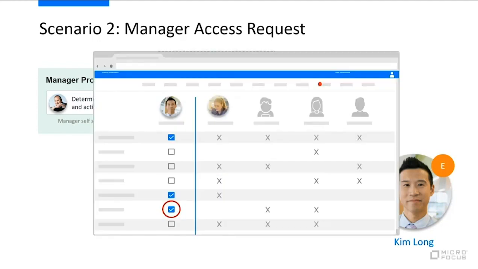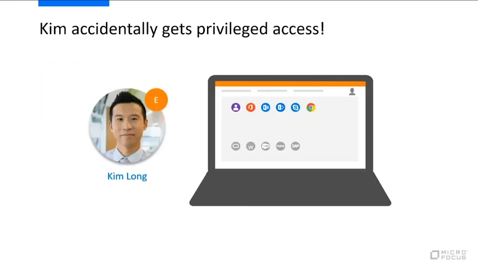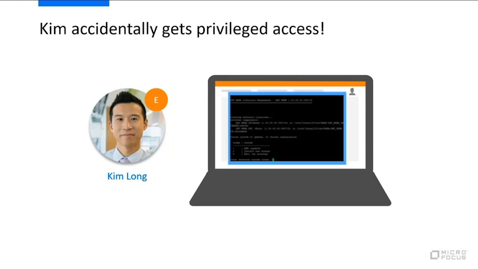What we do want to take note of here, though, is that when attempting to replicate this access, the manager has accidentally granted additional access that Charlotte didn't have previously. So now Kim gains access to the SAP application as well as SSH rights into the application.